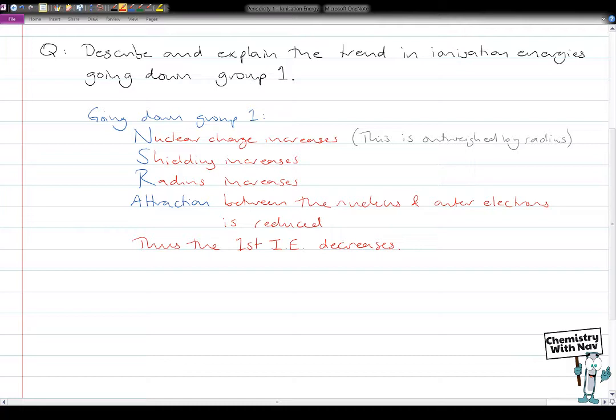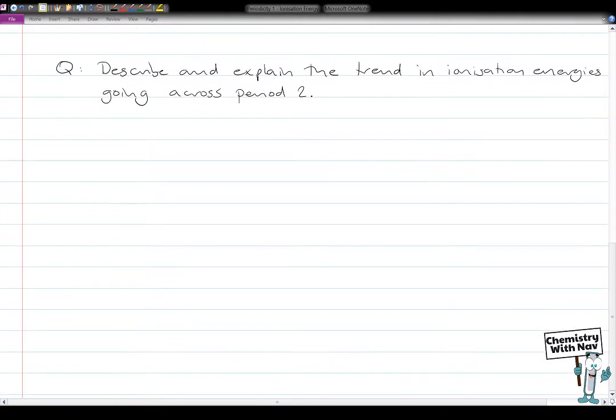The other type of question that you get on ionization energy is this. Describe and explain the trend in ionization energies going across period 2. So we're going to do the same thing. Going across period 2, and we're going to look at NSR again.